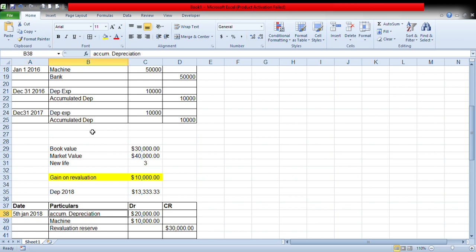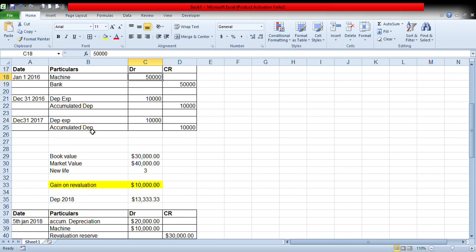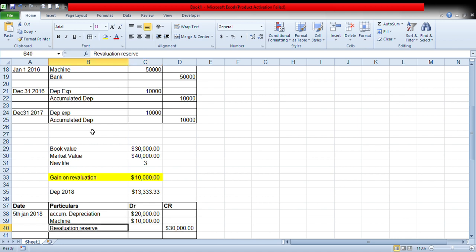Accumulated depreciation: we have to close the depreciation from before revaluation, which is 20,000 accumulated over 2 years. Machine is 10,000. Why do we debit the machine? Because the machine price is increasing by 10,000. Revaluation: machine debit, then revaluation reserve credit 30,000. So accumulated depreciation debit, machine debit, and revaluation reserve 30,000 credit. Understand? If we earn a loss, it's the opposite.